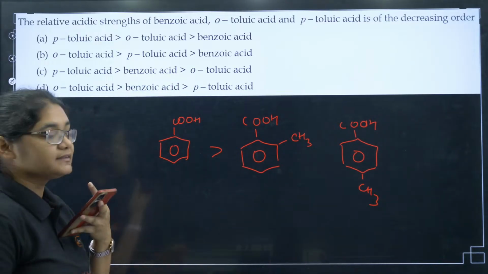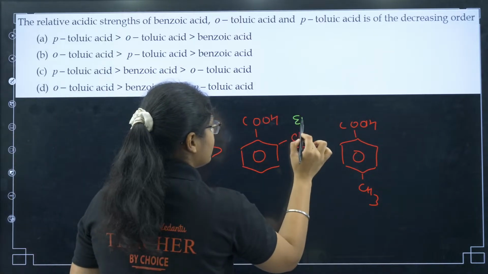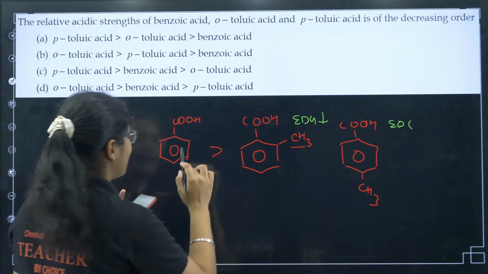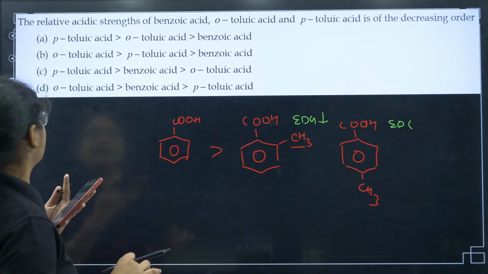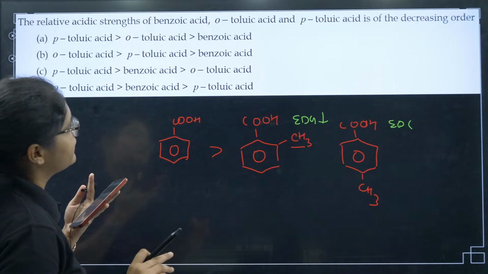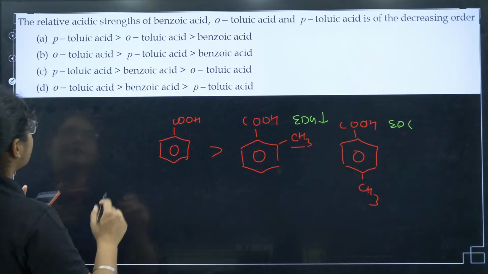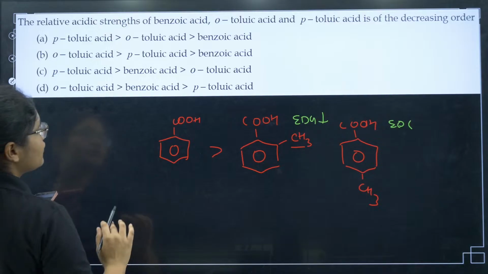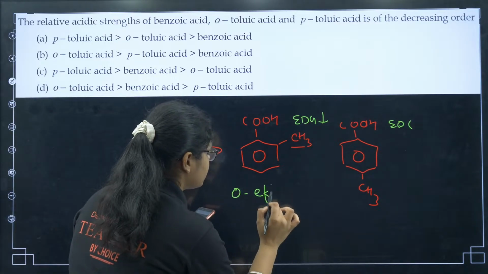Now if you remember, CH3 groups are electron donating groups, so they will decrease the acidity. So definitely benzoic acid is most acidic, right? Just a minute: benzoic acid, orthotoluic acid and paratoluic acid. I think the options are a little bit incorrect here. Fine. So listen, remember here there is something called the ortho effect.